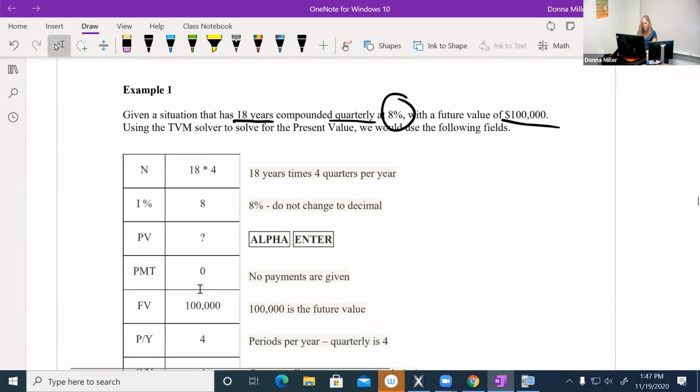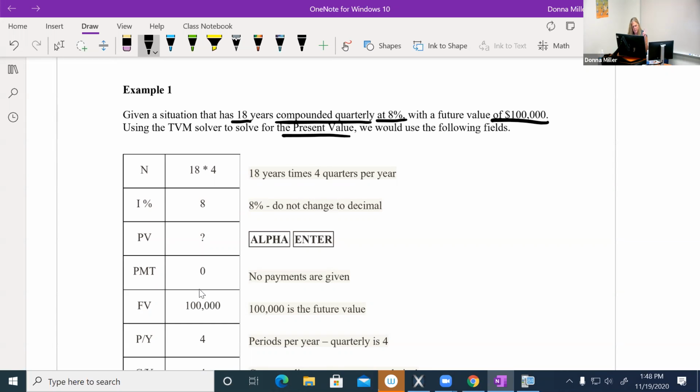It says, given a situation that has 18 years, compounded quarterly with 8%, the future value of $100,000. Use the TVM solver to solve for the present value. That's basically what I deposited to get that. So let's see what we can fill in. N is the number of years times the compounding periods, so it's 18 times 4.